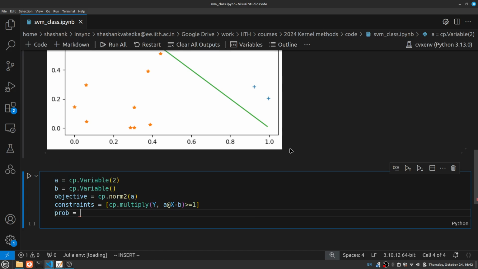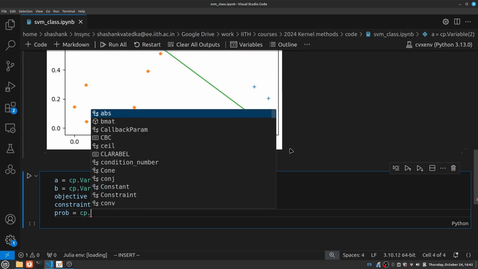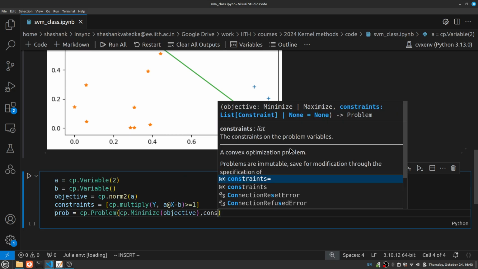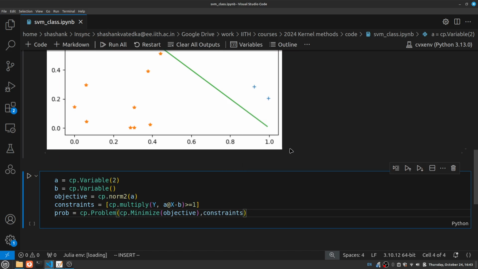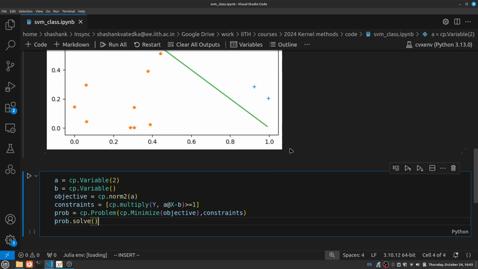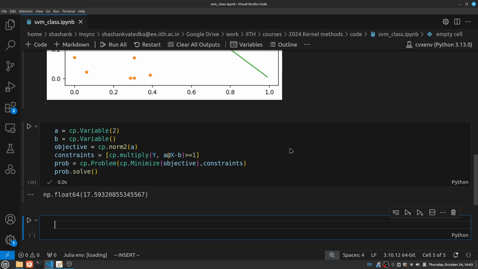The problem is basically to minimize the objective function subject to the constraint. I'm sorry, it should handle this; if not, I'll make it more NumPy-friendly. So I get a solution. Let me see what the solution is.